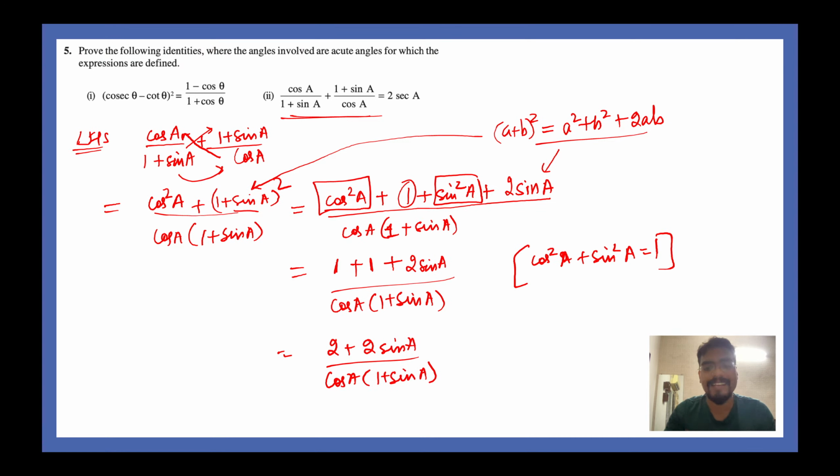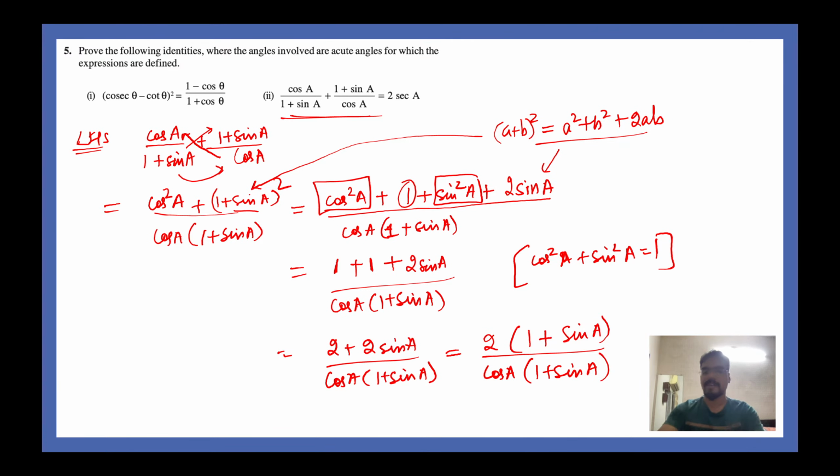It's a very beautiful exercise and a very beautiful equation now. So what you can do next is take out the common 2, and what you will be left with is 1 plus sine a. That's right. Wonderful. 1 plus sine a divided by cos a times 1 plus sine a. Wow, see how beautiful the equation has turned out to be now. Now 1 plus sine a in the denominator and 1 plus sine a in the numerator will cancel out.